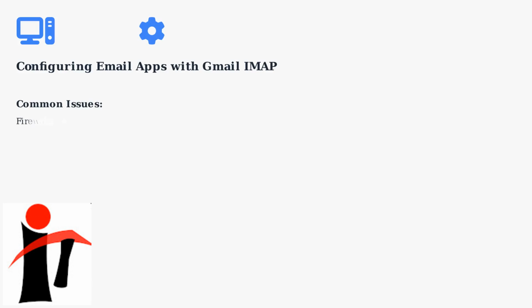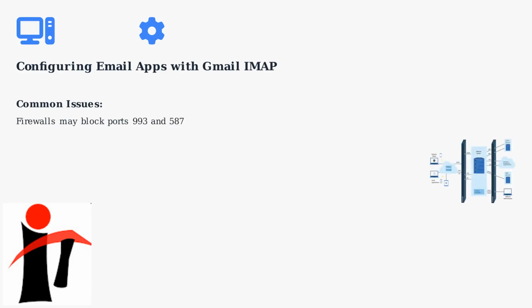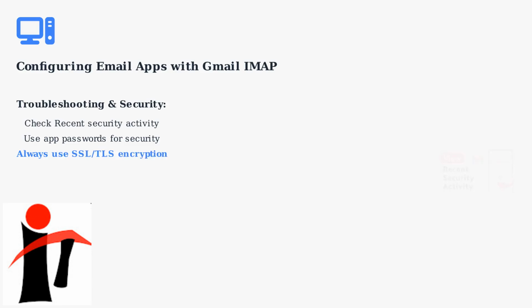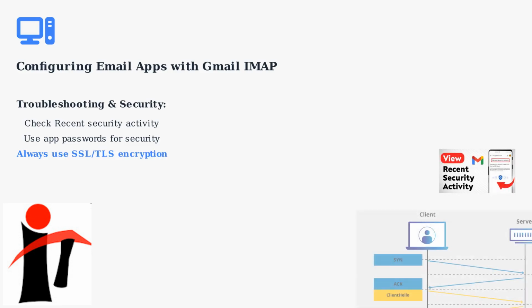A common issue is blocked ports by firewalls. Ensure your firewall allows ports 993 and 587. If issues occur, check Gmail's recent security activity or use app passwords instead of your main password. Use SSL/TLS encryption for secure connections.